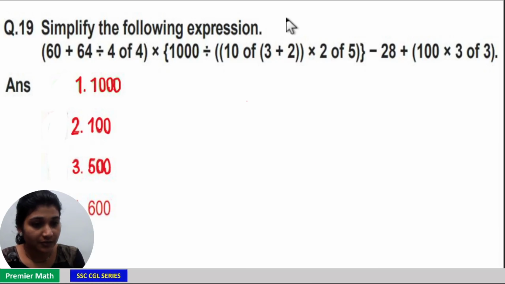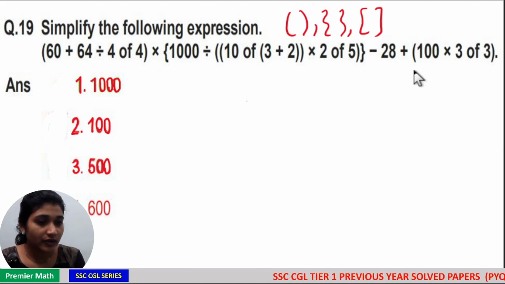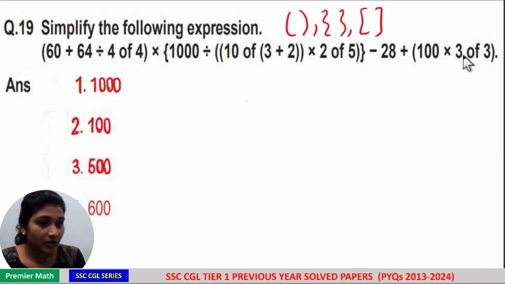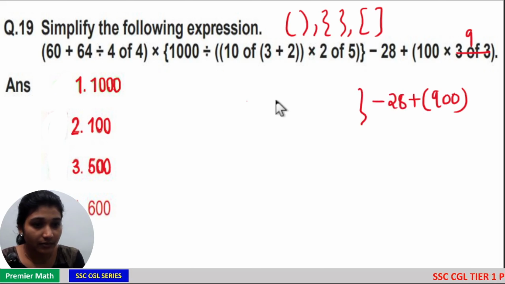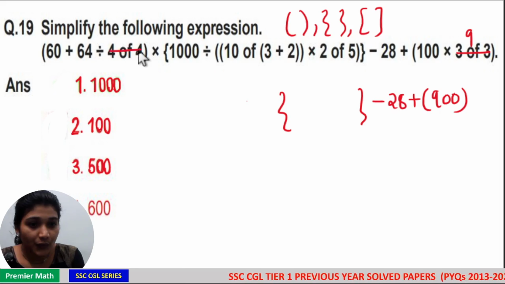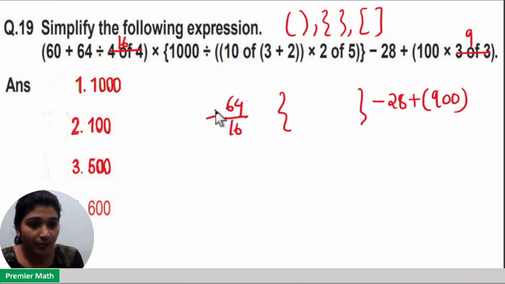Simplify the following expression. Here, the BODMAS rule applies. So, solve it. Here, first solve this bracket. 3 of 3 is equal to 9. 100 into 9 is equal to 900. And here we have plus and minus 28. And now we have another bracket. First solve this one. Here, 4 of 4 is equal to 16. So, 64 divided by 16. And here we have plus 60.